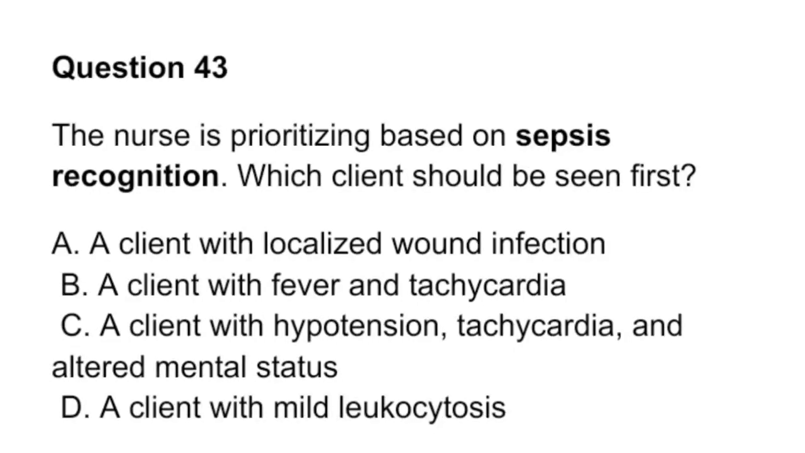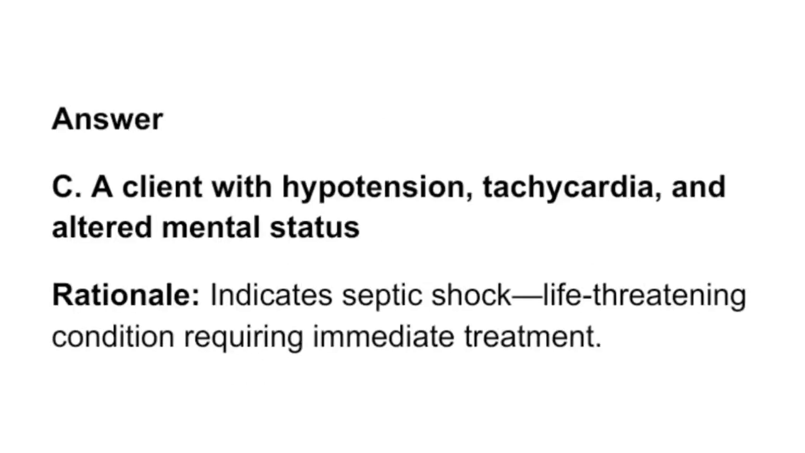Question 43. The nurse is prioritizing based on sepsis recognition. Which client should be seen first? A, a client with localized wound infection. B, a client with fever and tachycardia. C, a client with hypotension, tachycardia, and altered mental status. D, a client with mild leukocytosis. Answer: C, a client with hypotension, tachycardia, and altered mental status. Rationale: indicates septic shock, life-threatening condition requiring immediate treatment.